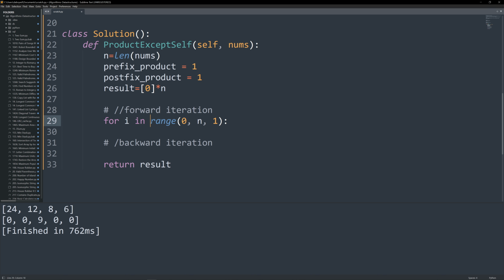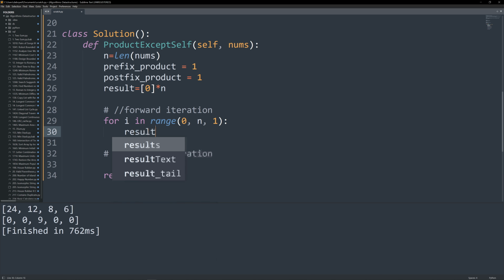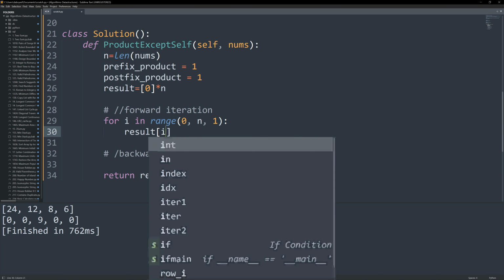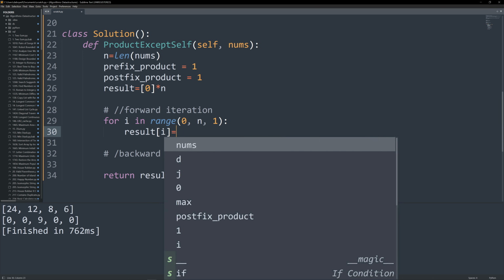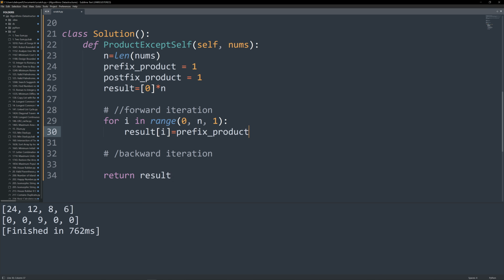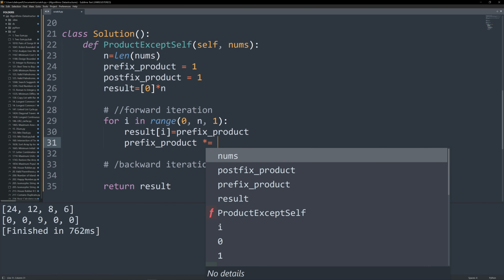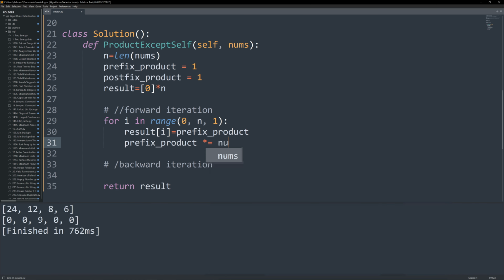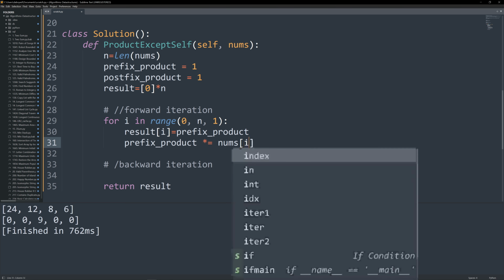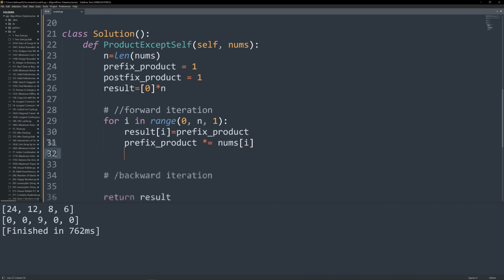So that is written range of 0 to n comma 1. That means the step size is 1 and it is moving in the forward direction because this is plus 1. Then I'm going to write result of i equal to prefix product, and then prefix product would be equal to the initialized value of prefix product multiplied by nums of i, the element at that ith position.